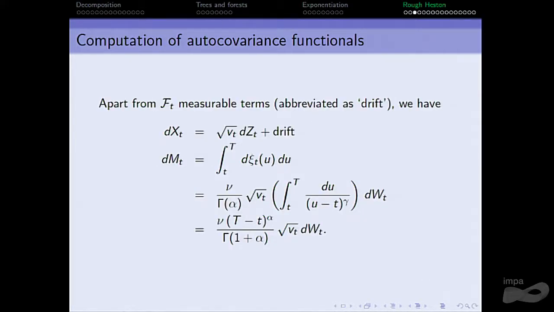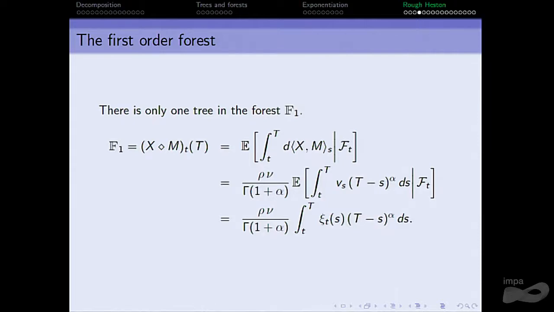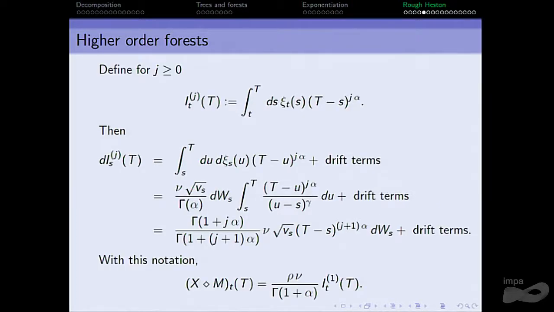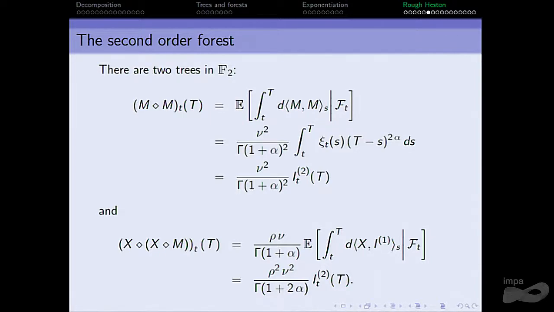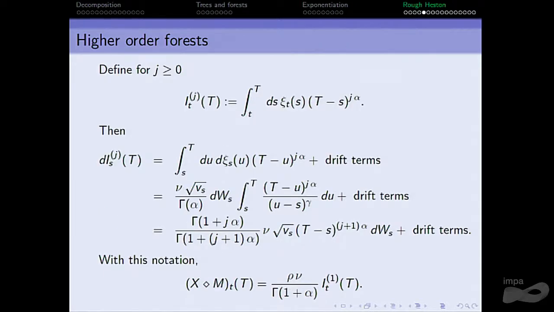Now everything becomes easy to compute. We can compute dx, that's obviously just Black-Scholes. We can compute dm, it's this thing. And then we find that we keep having integrals of that form to compute. Well, f1 is this expression. We keep finding integrals like this, so we define them. We compute the dynamics of that integral, and we get this. And then with that notation, we see that x diamond 1, which is the first forest, is proportional to I1. And then we see that there are two trees in forest F2. They're both proportional to I2. But notice we're seeing a pattern already.